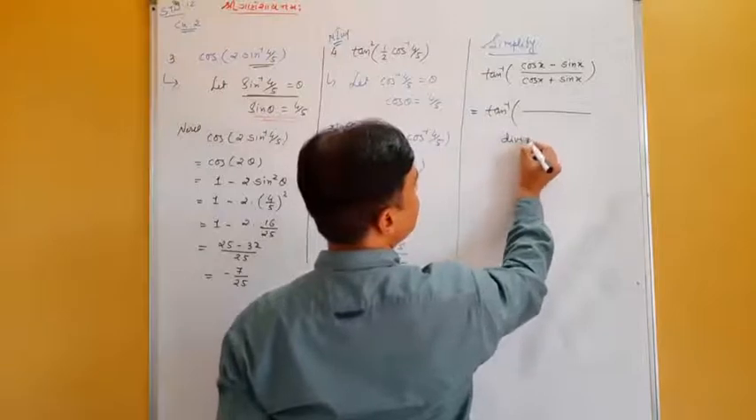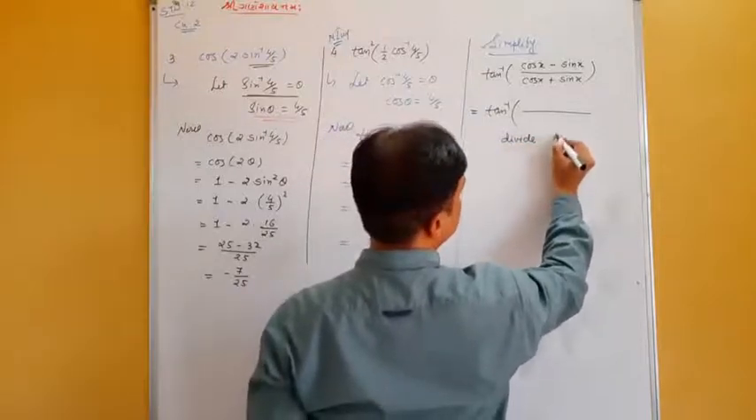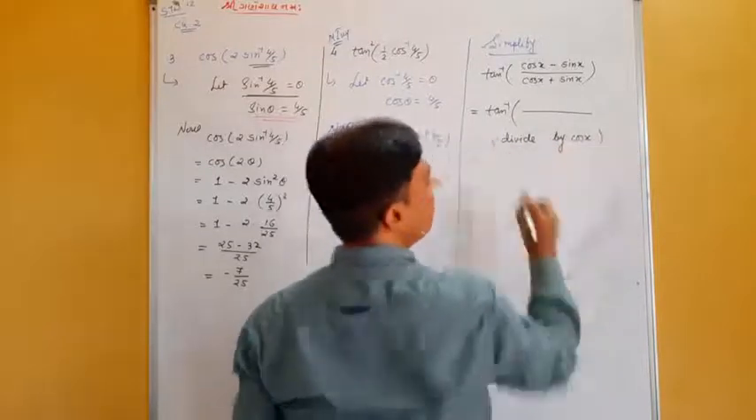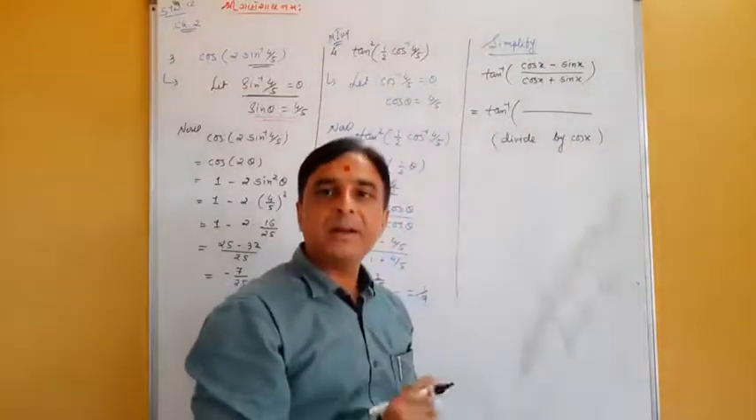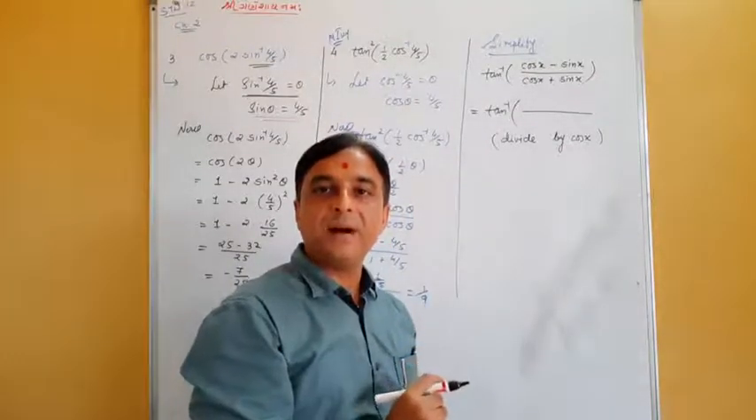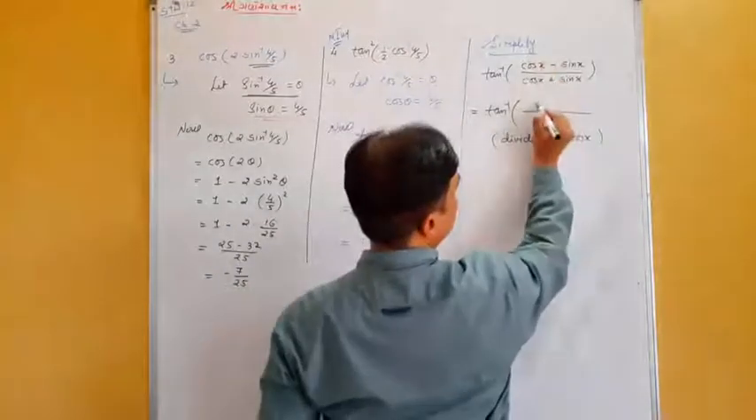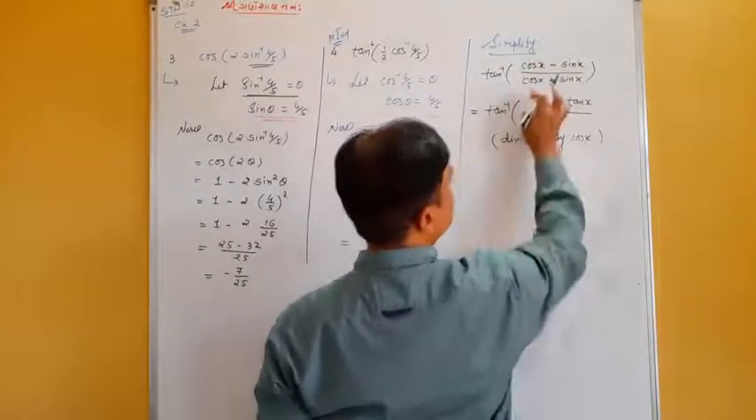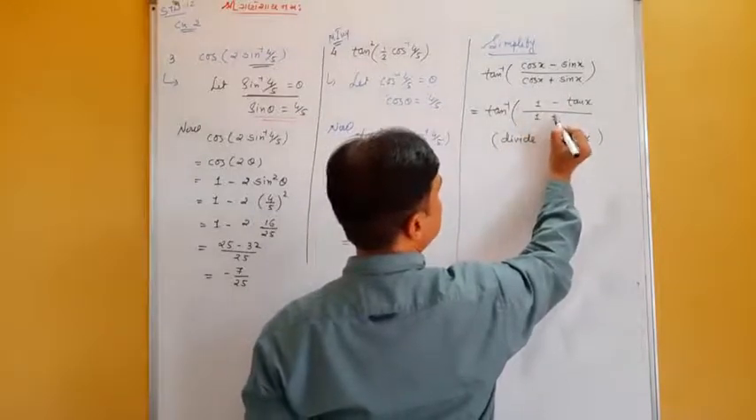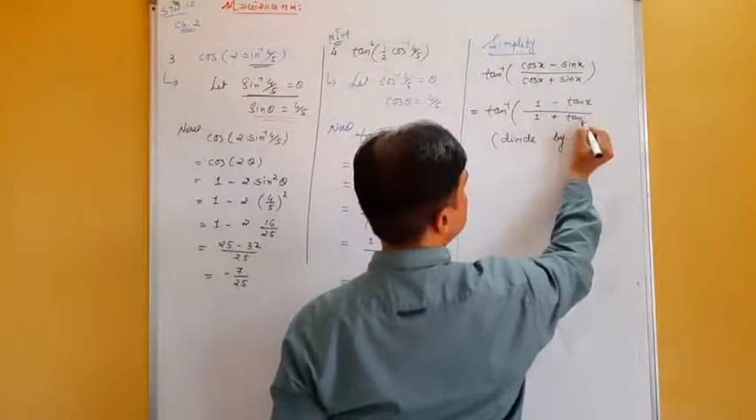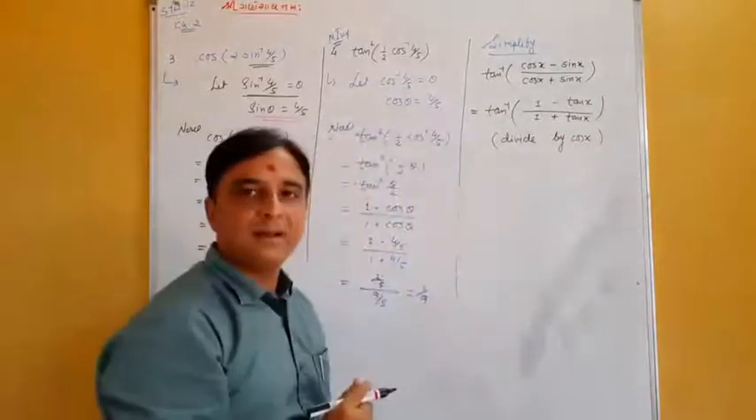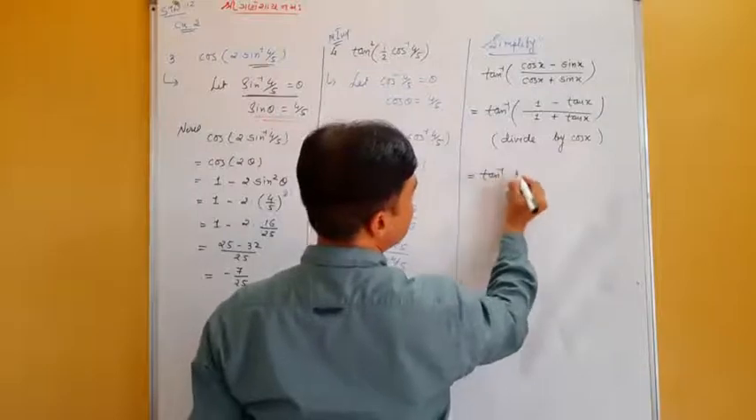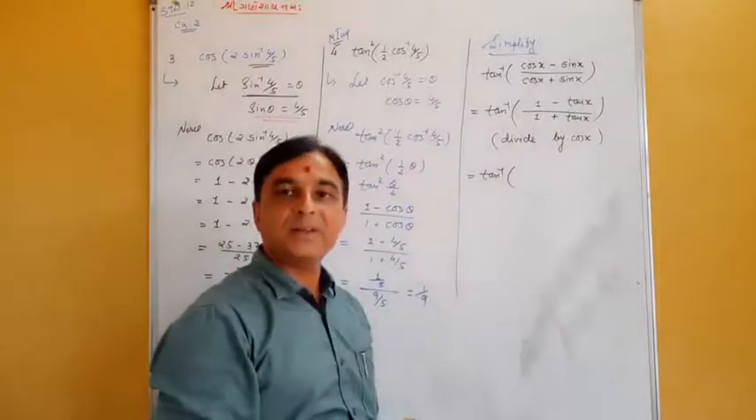So divide by cos x in numerator and denominator. In numerator and denominator divide by cos x. That means cos by cos is 1 and sin by cos is tan x. Now this cos by cos is 1 and this sin by cos is tan x. Now remember the formula for (1 minus tan) upon (1 plus tan).